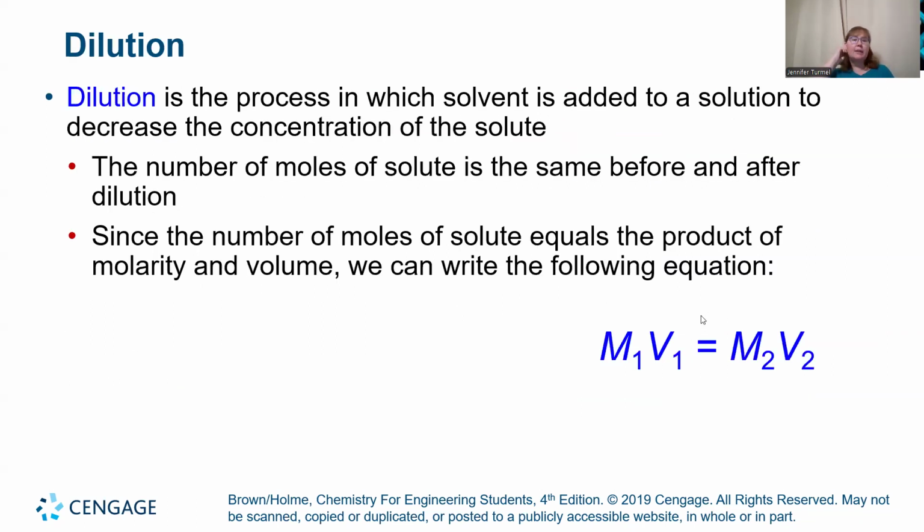Just a couple more slides here. We're going to take a look next at dilution. Dilution is the process where we add a solvent to a solution to decrease the concentration of a solute. So you start with something really concentrated, then add some water or some other solvent, and then it's less concentrated, or dilute. The thing to remember is that the number of moles of solute is the same before and after the dilution, because we've only changed the quantity of solvent. We haven't changed the quantity of solute.